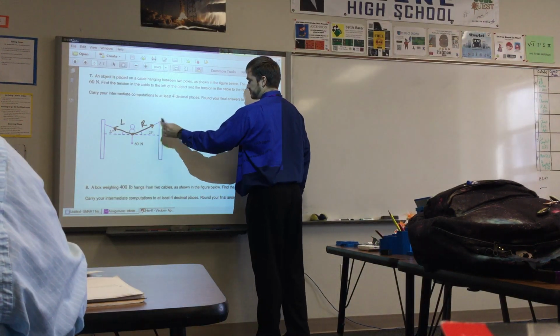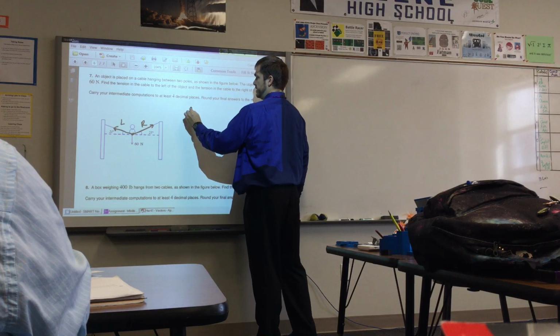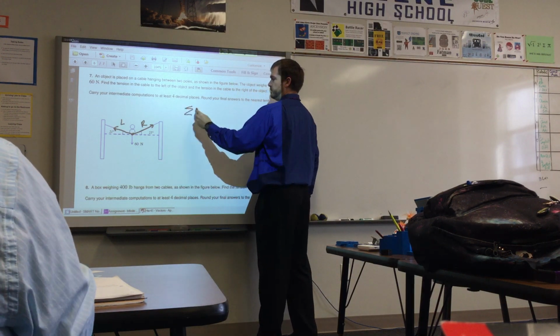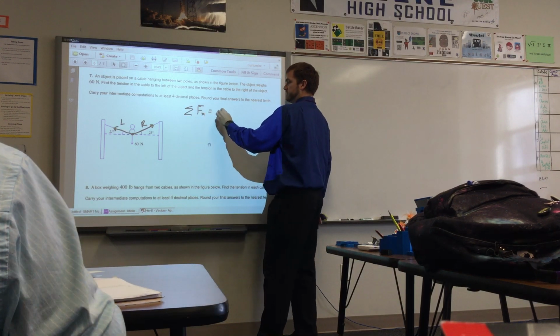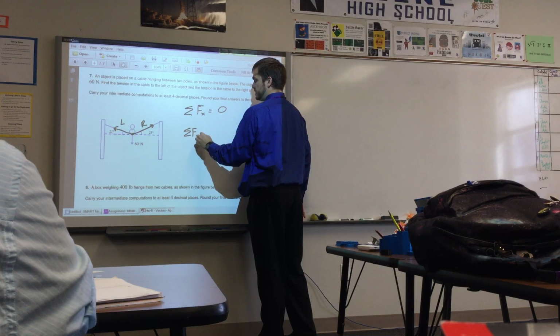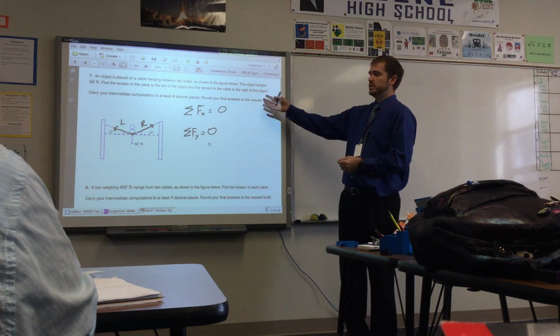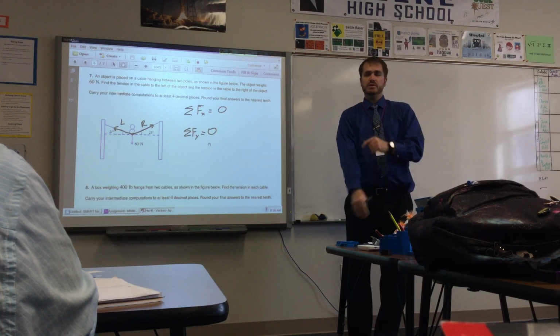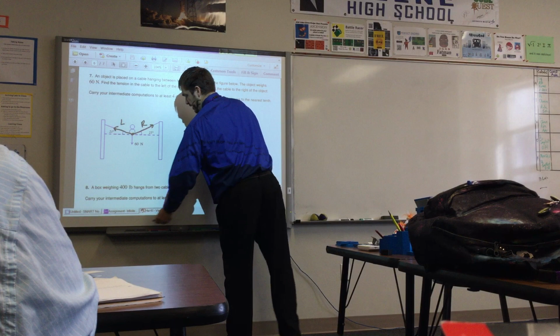What we're going to do is say L plus R plus that 60, and we'll break them down into their x and y parts. Then we'll say the summation of the forces in the x direction equals 0, and the summation of forces in the y direction equals 0. That'll give us two equations, two unknowns. We'll solve them, graph them. That point of intersection is going to tell us what the L and R values are.